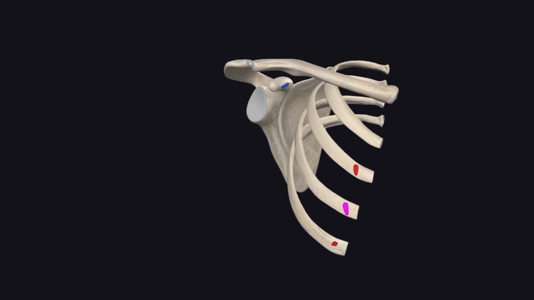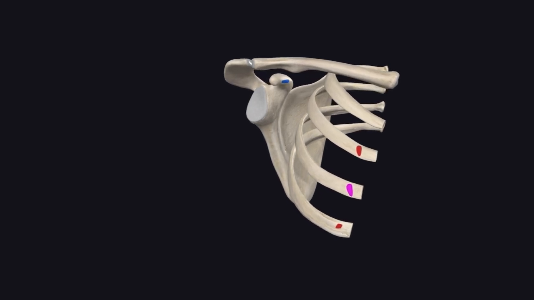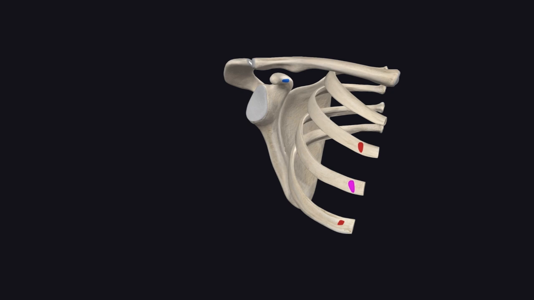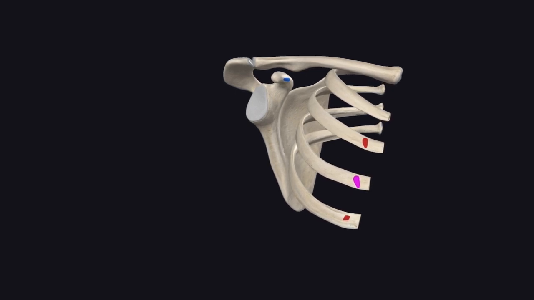Quickly to reiterate our origin and insertion, Pec Minor originates on the anterior surface of ribs 3 through 5, near their costal cartilages, and Pec Minor will insert onto that medial border and upper surface of our coracoid process.